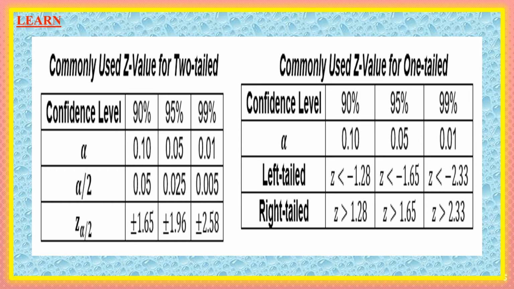For 99% confidence level, our alpha is 0.01. So for left tail, you have z less than negative 2.33. For right tail, you have z greater than 2.33.